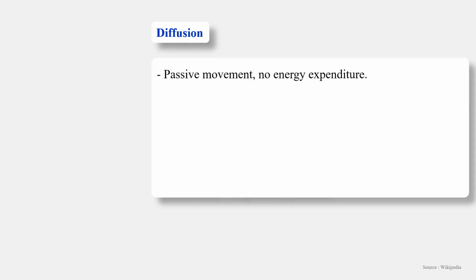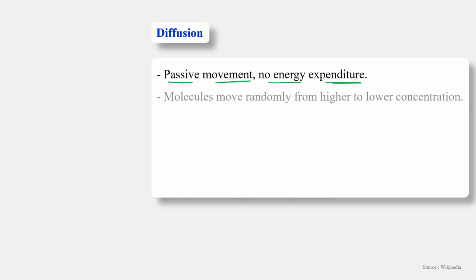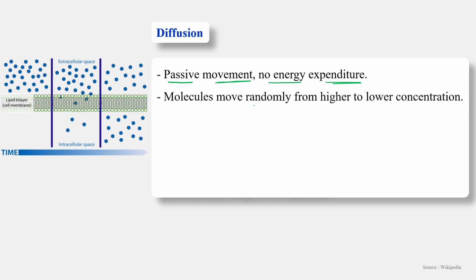First is diffusion. As you know, diffusion is a passive movement of water in which there is no energy expenditure, meaning movement occurs from high concentration to low concentration, right? So molecules actually move randomly from high concentration to low concentration, as you can see in this particular picture.